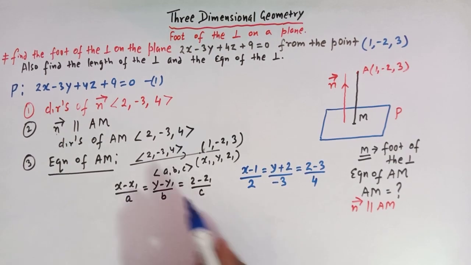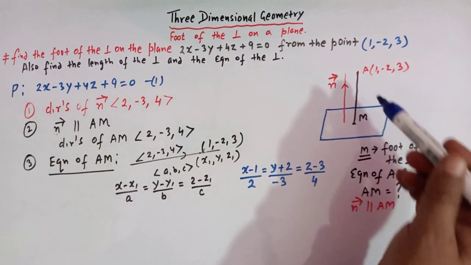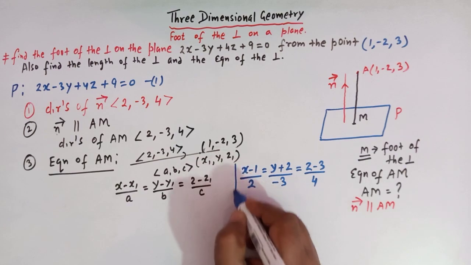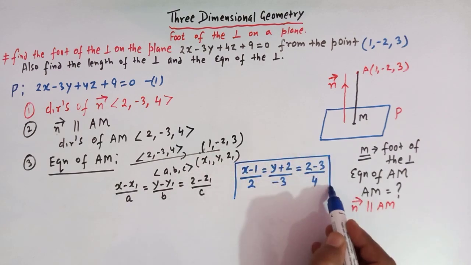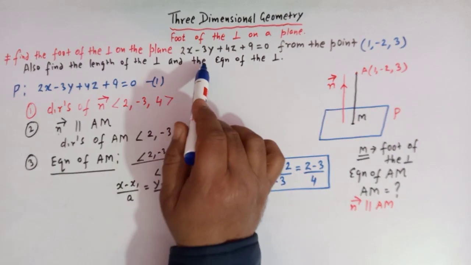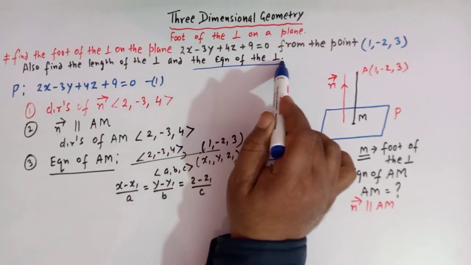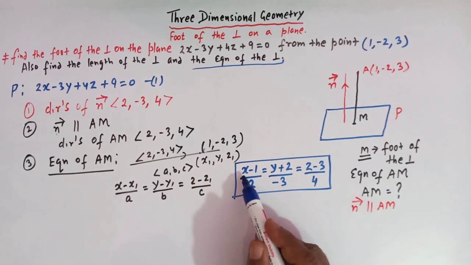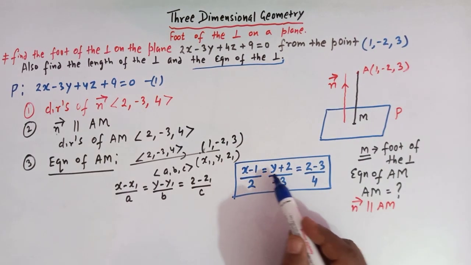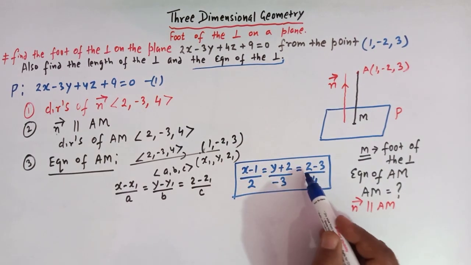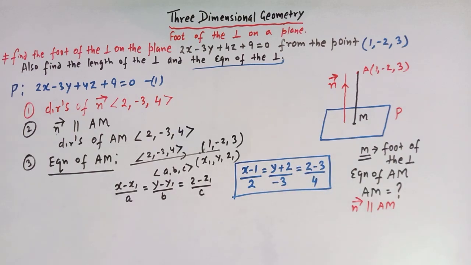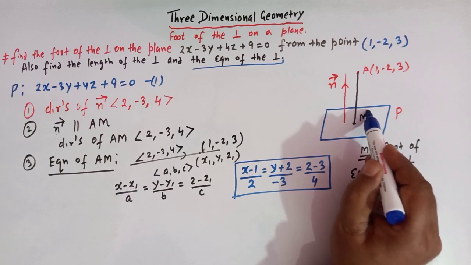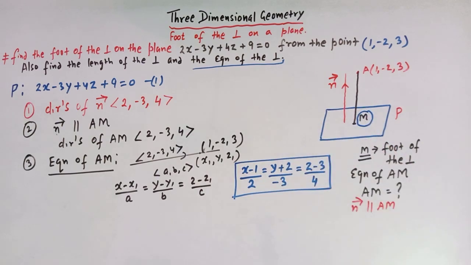So viewers, the equation of this perpendicular is given by this equation, right? So we have found the equation of this perpendicular AM as (x minus 1) over 2 is equal to (y plus 2) over minus 3, is equal to (z minus 3) over 4, right? Okay, so now our next step is to find the coordinates of this point M, right?